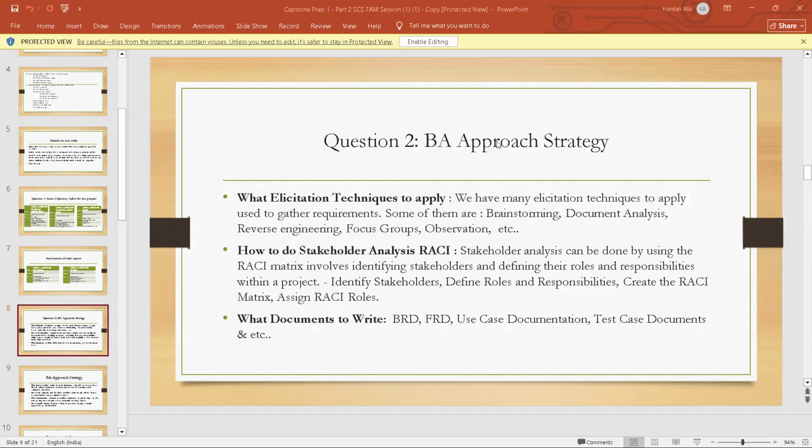RACI matrix. Okay, and we will be assigning the roles and creating the stakeholder analysis chart, the RACI chart. And after that, we will decide what documents to write. What documents to write means we'll be writing the BRD, business requirement document, the FRD, functional requirement document, use case documentation, test case documents, etc.